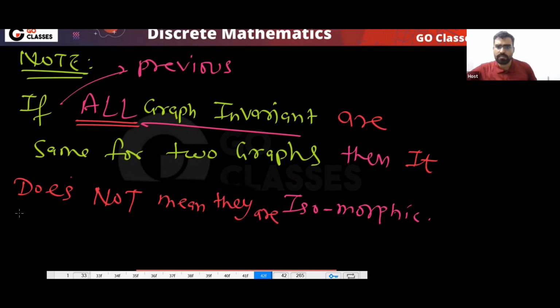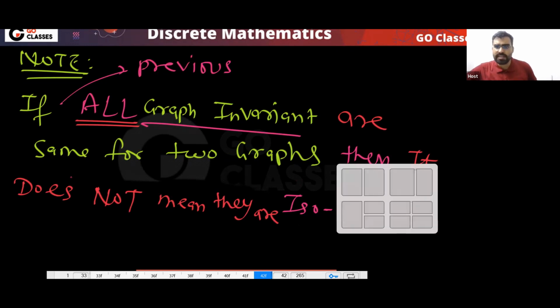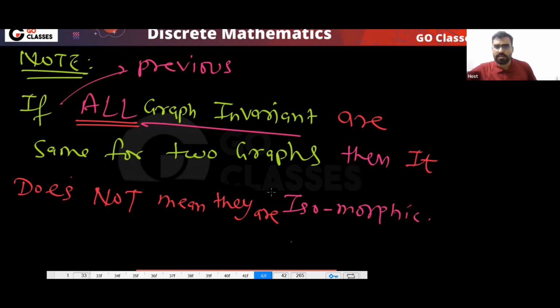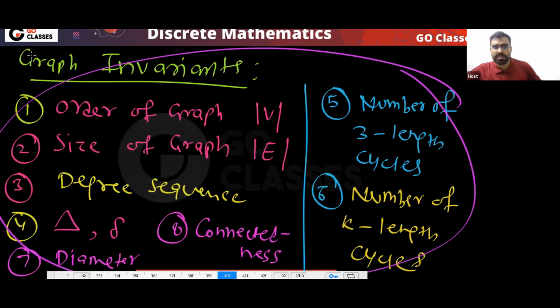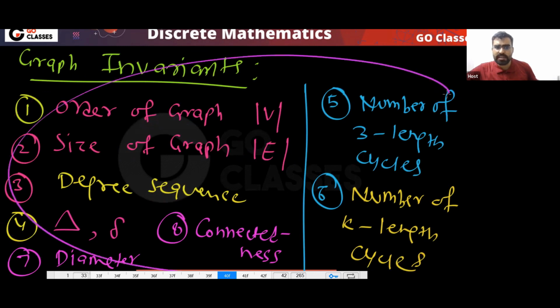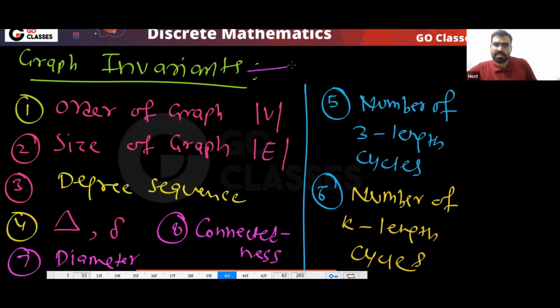Okay, is it clear to everyone? These properties are necessary but not sufficient. All these properties on your screen, these graph invariants, are necessary but not sufficient. They must be the same for isomorphism, but they are not sufficient.